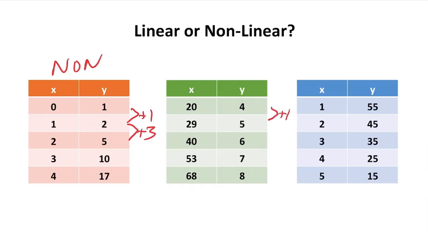Plus 1, plus 1, 6, 7, 8. All those are plus 1. 20 to 29 is plus 9. 29 to 40 is plus 11, nonlinear. This one is going down by 10s: 55, 45, 35, 25, 15. Those are all down by 10. 1, 2, 3, 4, 5, plus 1s. This is linear.